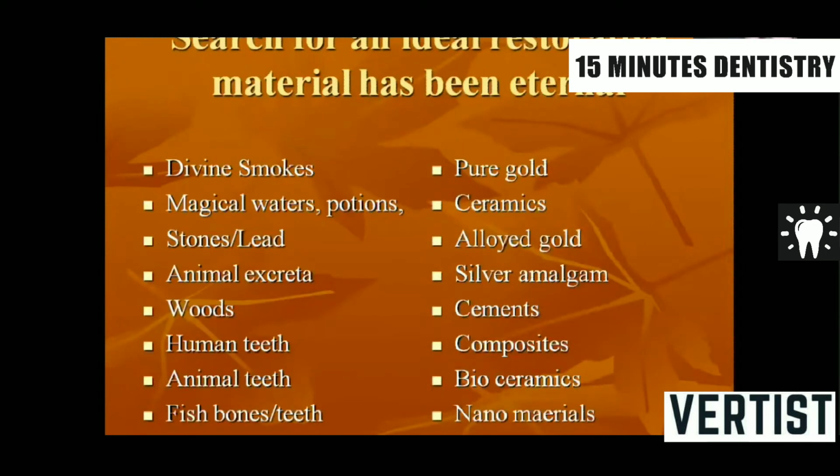Now, coming back to the basics of restorative dentistry, the search for an ideal restorative material has been eternal. If you go to the books on the history of dentistry, there are interesting findings. Divine smokes were earlier used to cure toothache and to stop the decay of the tooth. Magical waters and potions were used. Stones were ground into small sizes and inserted into the cavity. Lead was filled. Animal excreta was used. Cow dung is commonly used. Wood was a favorite.